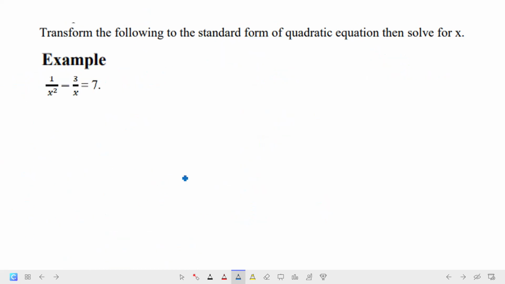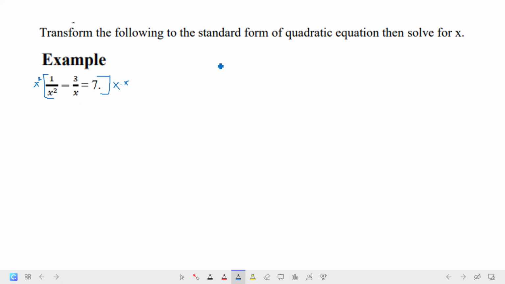I hope you understand this lesson. Okay, so let's proceed to the next example. So here we also determine first the LCD, and we multiply this LCD to both sides of the equation. Okay, so we notice that the LCD here is x squared. So copy lang natin yung x squared, x squared to both sides of the equation. Okay? Or we can also use x times x. Yan, x times x. Okay lang din yan because x times x is x squared. That's why it is the LCD.